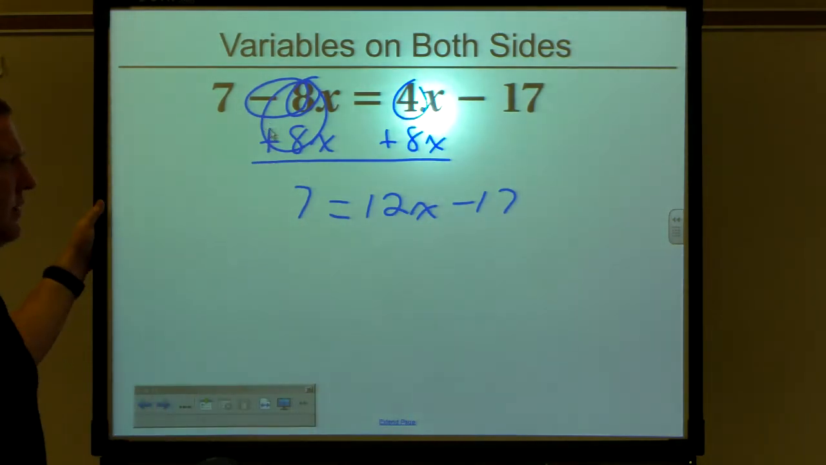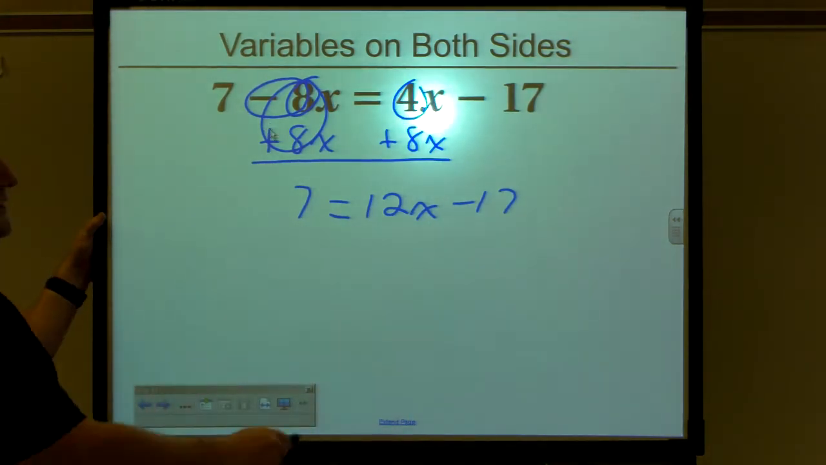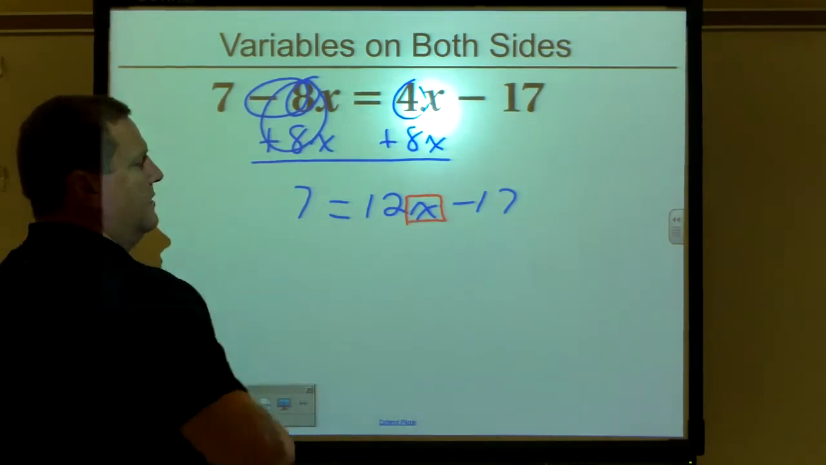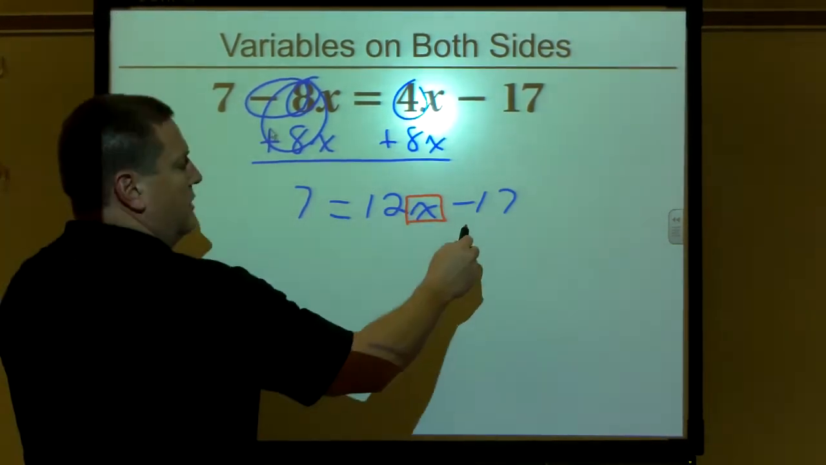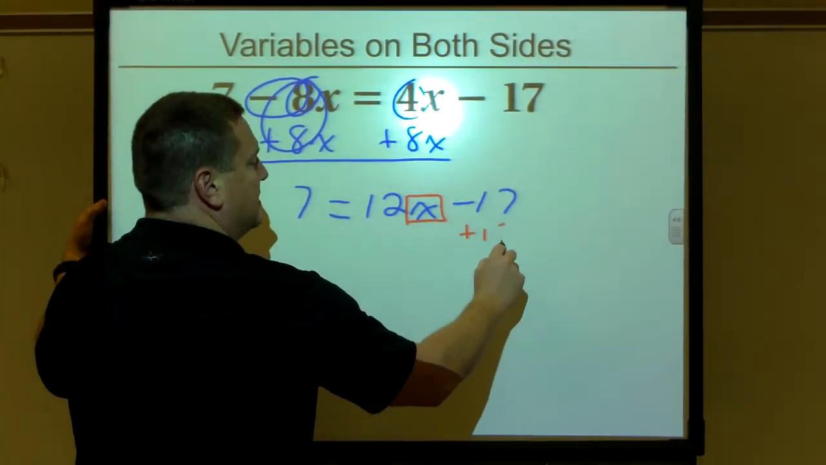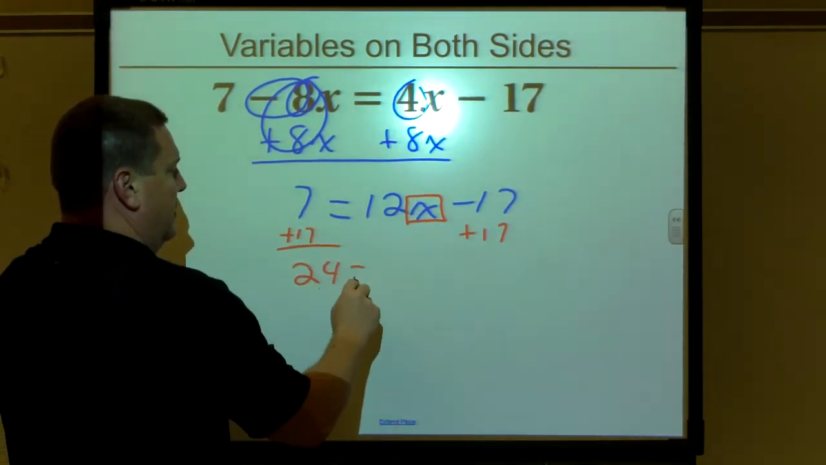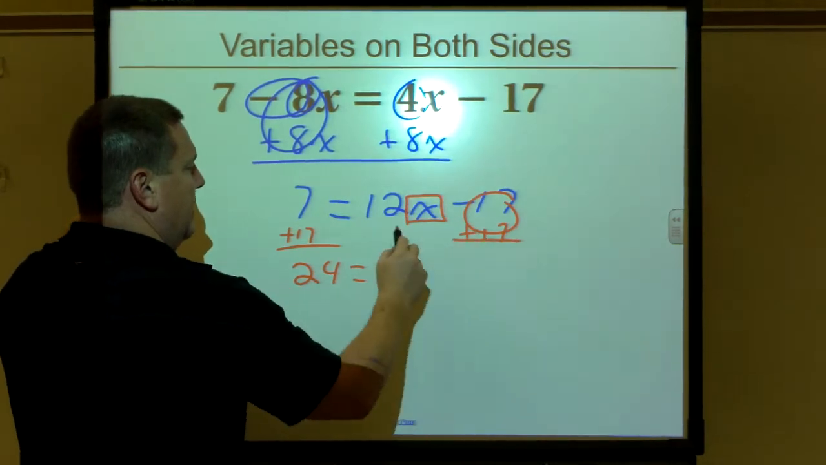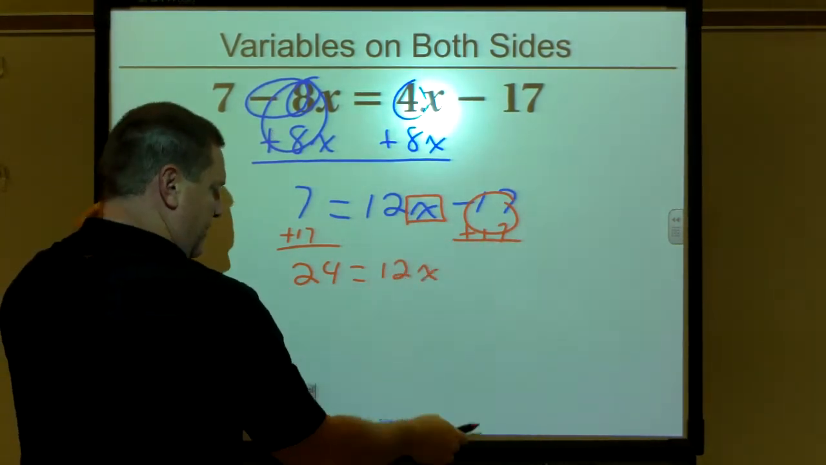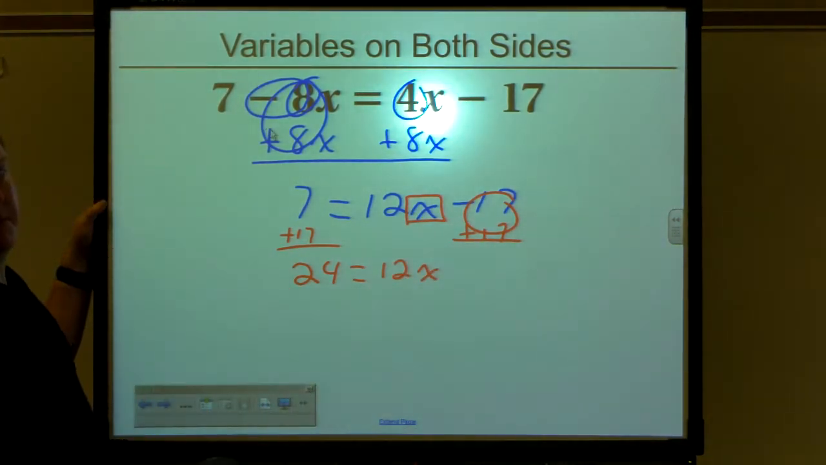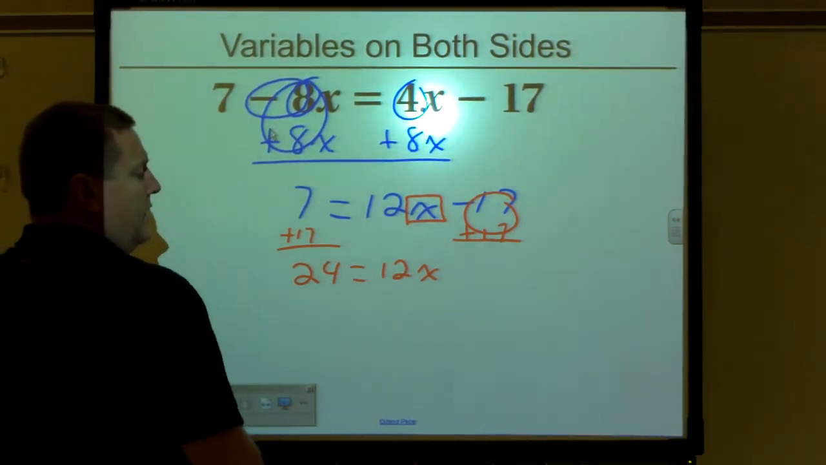Now that my variables are all on one side, I can go to step 3, which is isolate the variable using reverse PEMDAS. So I'm going to undo the minus first, so add 17, add 17, 7 plus 17 is 24. This is 0, and I still have a 12x left over. Last step, undo the times by 12.